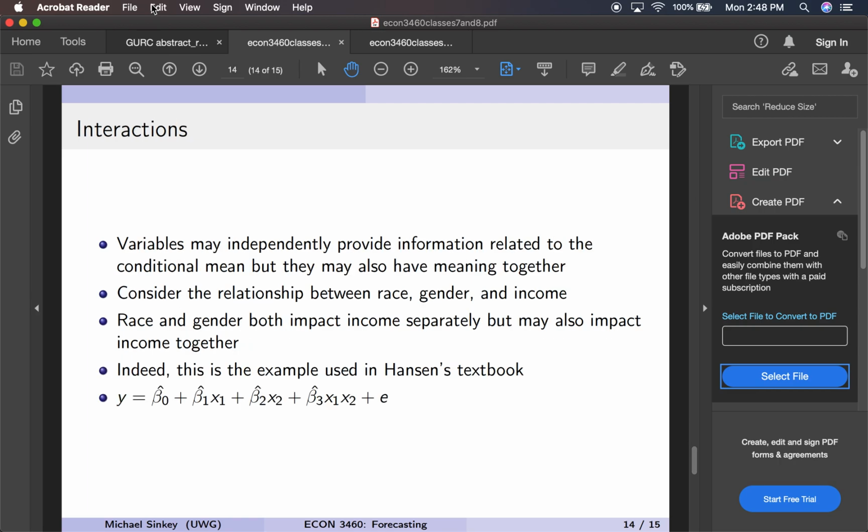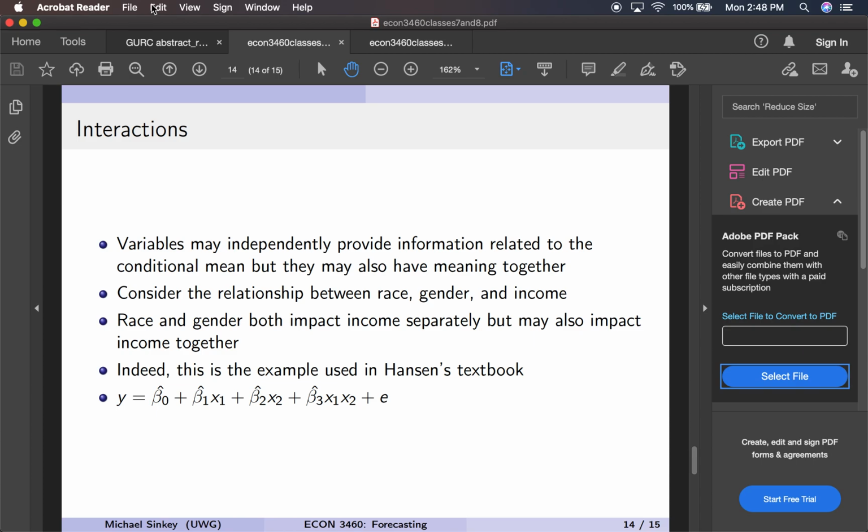We can also include what are called interaction terms. So variables may independently provide information related to the conditional mean of y. However, they may also have meaning together. So think of the relationship between race, gender, and income. This is what was used in Hanson's textbook. So there's a relationship between gender and income. There's a relationship between race and income. There is also an interaction between race and gender and income.